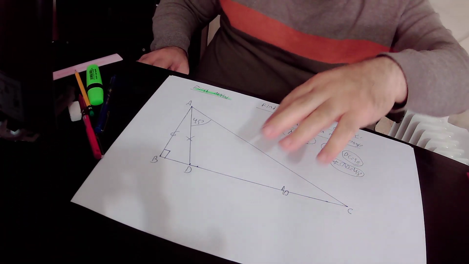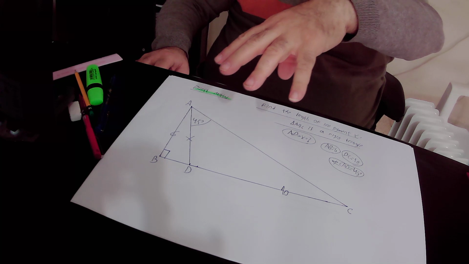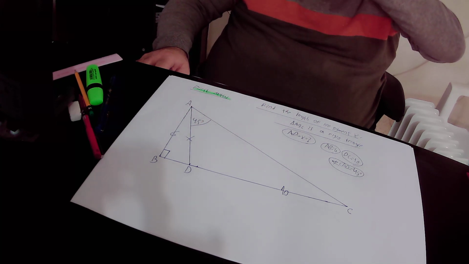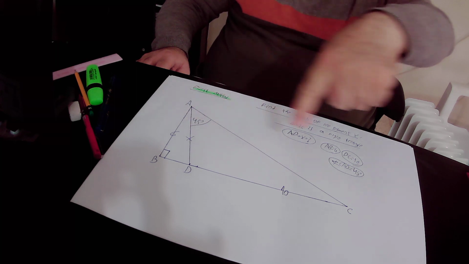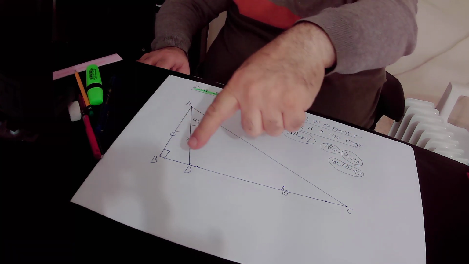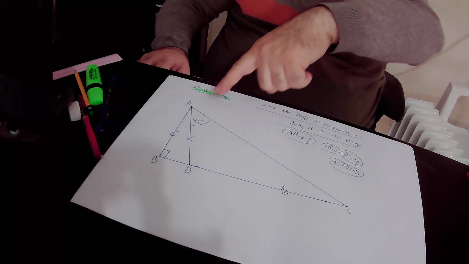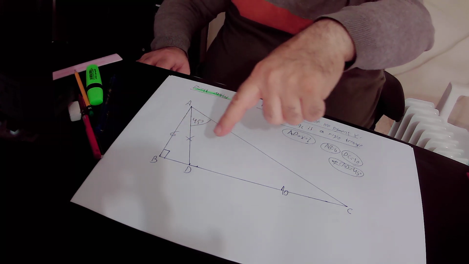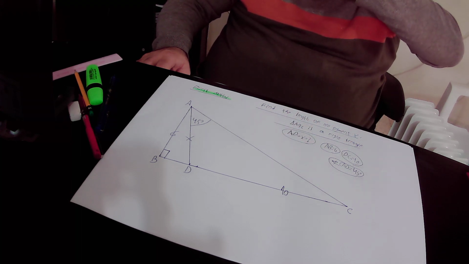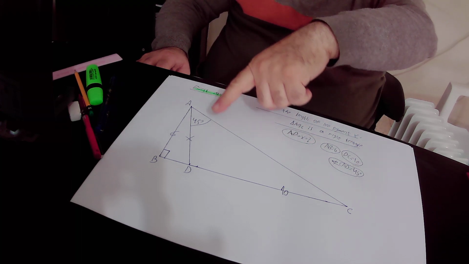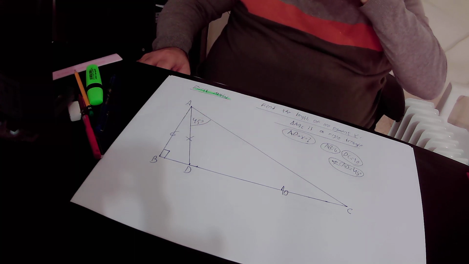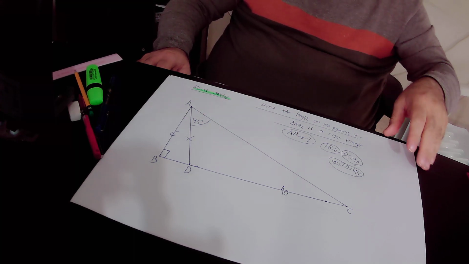Now, in this lecture, we'll find out the length of line segment X using three different methods. In the drawing, we have right triangle, triangle ABC. We know that angle DAC equals 45 degrees, angle ABC equals 90 degrees, side AB equals 6 units, side DC equals 10 units, and we want to find the value of line segment AD, which is equal to X. So we start with the first method.